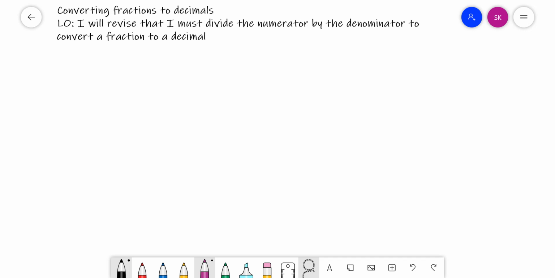So make sure you've ruled off from the last lesson, actually, a brand new page in your book, guys. Write the title and learning objective, hit pause so you've got time to do that, and then hit play when you're ready to continue.